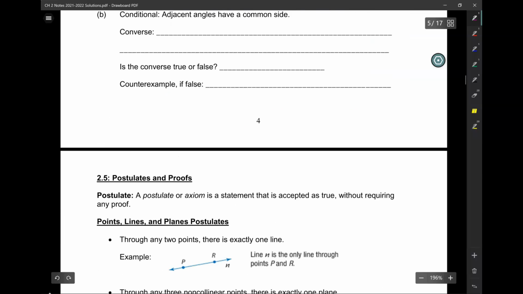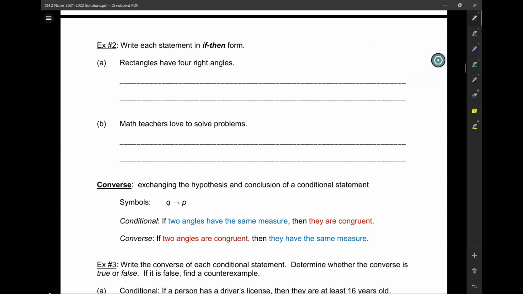All right, so here we go. Write each sentence in if-then form. Rectangles have 4 right angles. We need an if, we need a then. If a shape has 4 right angles, then it is a square. I mean rectangle, sorry. Well, it could be a square. So it's the other way around. If the shape is a square, it has 4 right angles. So the thing is, the statement is saying rectangles have 4 right angles, then it's a rectangle, right?